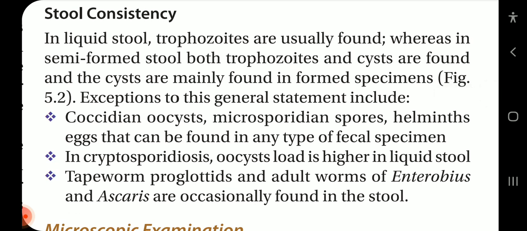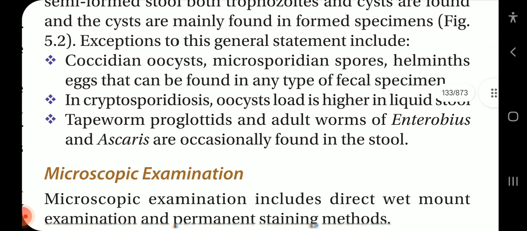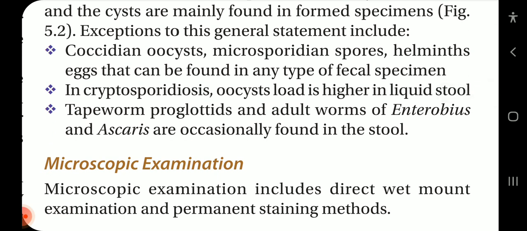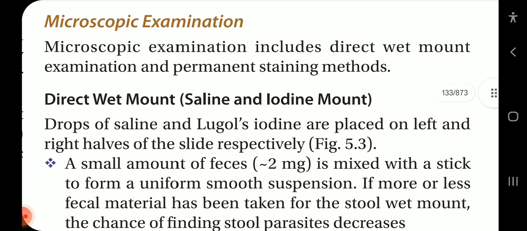In liquid stool, trophozoites are usually found, whereas in semi-formed stool, both trophozoites and cysts are found, and cysts are mainly found in formed specimens. Exceptions to this general statement include coccidian oocysts, microsporidian spores, and helminth eggs, which can be found in any type of fecal specimen. In cryptosporidiosis, the oocyst load is higher in liquid stool. Tapeworm proglottids, and adult worms of Enterobius and Ascaris are occasionally found in the stool.